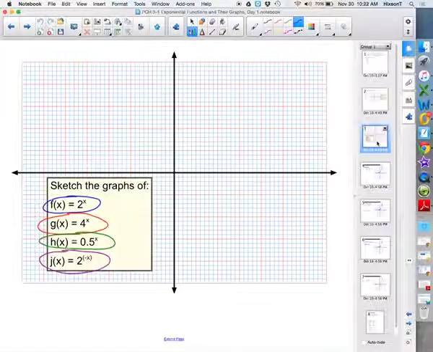So, as we already said, the y-intercept on every one of these is going to be at (0, 1). But someone give me a point for 2 to the x. (1, 2). What's another one? (2, 4).